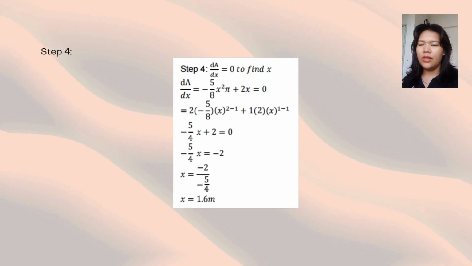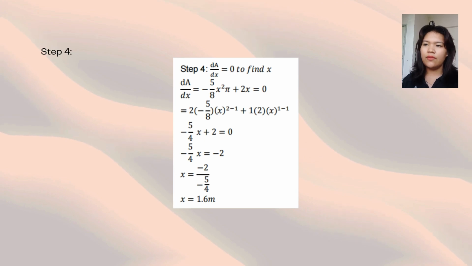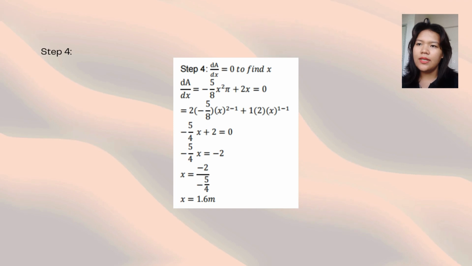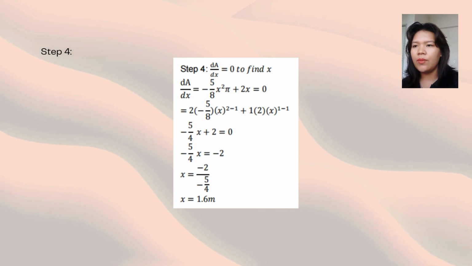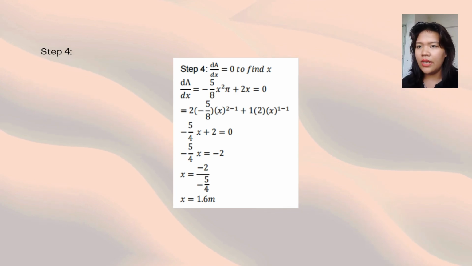For step 4, we need to find x by setting dA over dx equal to 0. The first step is to differentiate A, which becomes dA over dx equals negative 5 over 8 x squared plus 2x. And the next thing we need to do is set the derivative to 0, so it becomes negative 5 over 8 x squared plus 2x equals 0.